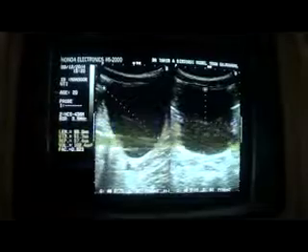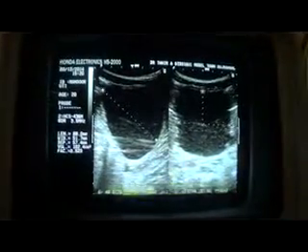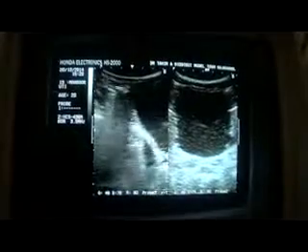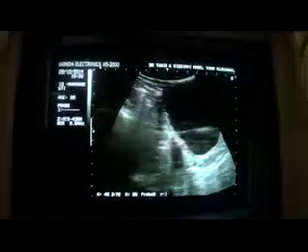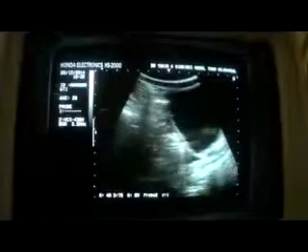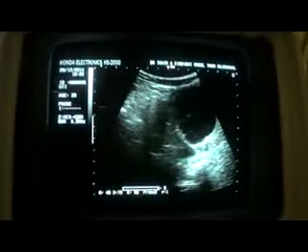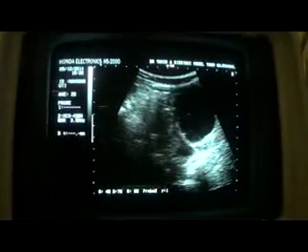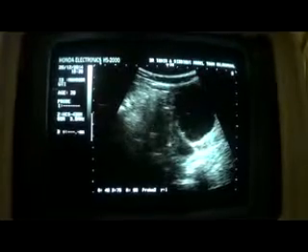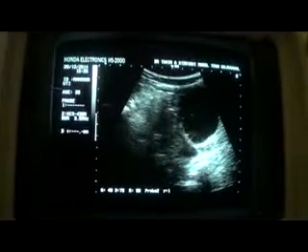100 ml, 100 cc is the post-micturition residual volume in this young boy. Now you see there is ascites, you can see free fluid. This is the free fluid, and you will see bowels floating in it. This is the urinary bladder.